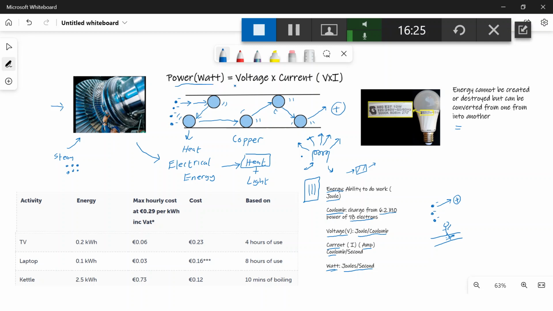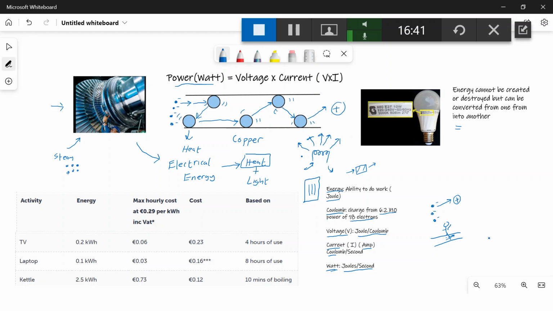Okay, so power is just basically voltage multiplied by current, and the unit that we use is the watt. So how do you think about the watt? It's joules per second, or another way to think about it is it's the amount of energy that's been changed from one form into another every second.